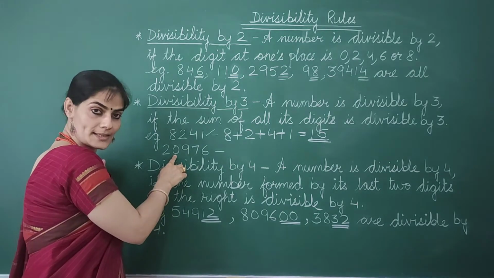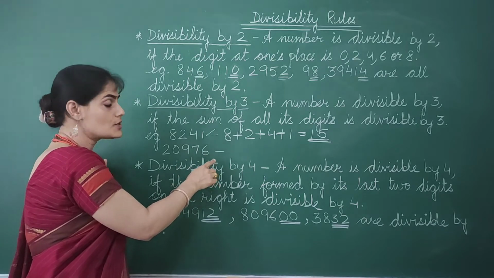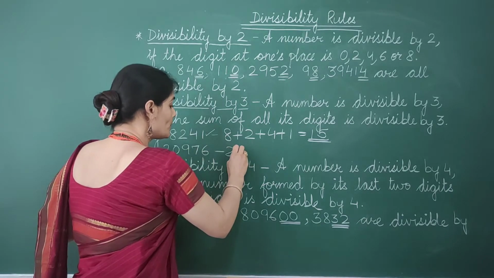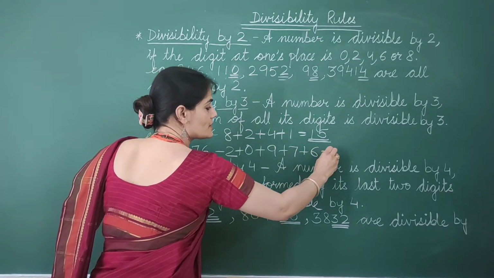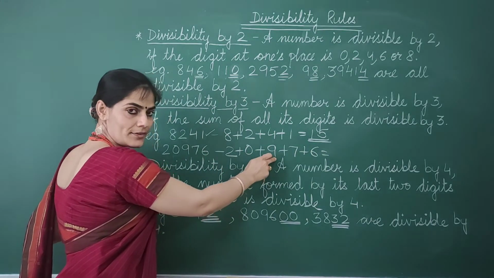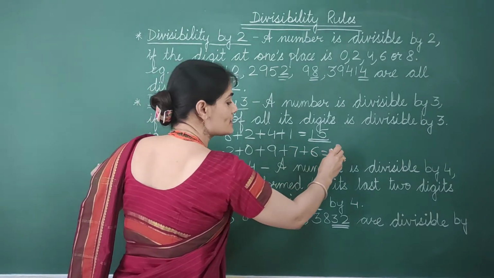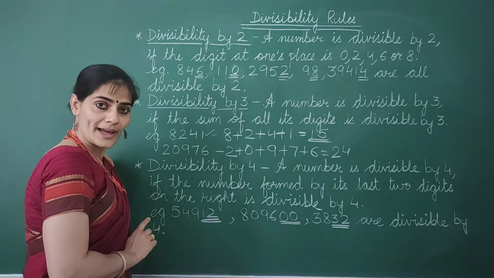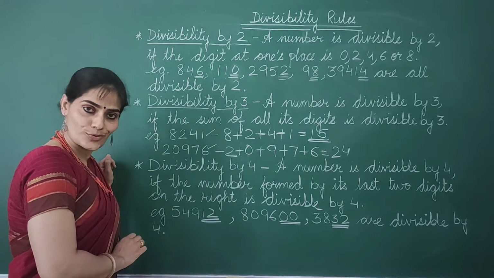Look at the next example. This is 20,976. So let's find the sum of its digits. 2 plus 0 plus 9 plus 7 plus 6. 2 plus 0 is 2. 2 plus 9 is 11. 11 plus 7 is 18. And 18 plus 6 is equal to 24. 24 is divisible by 3. So this number is also divisible by 3.